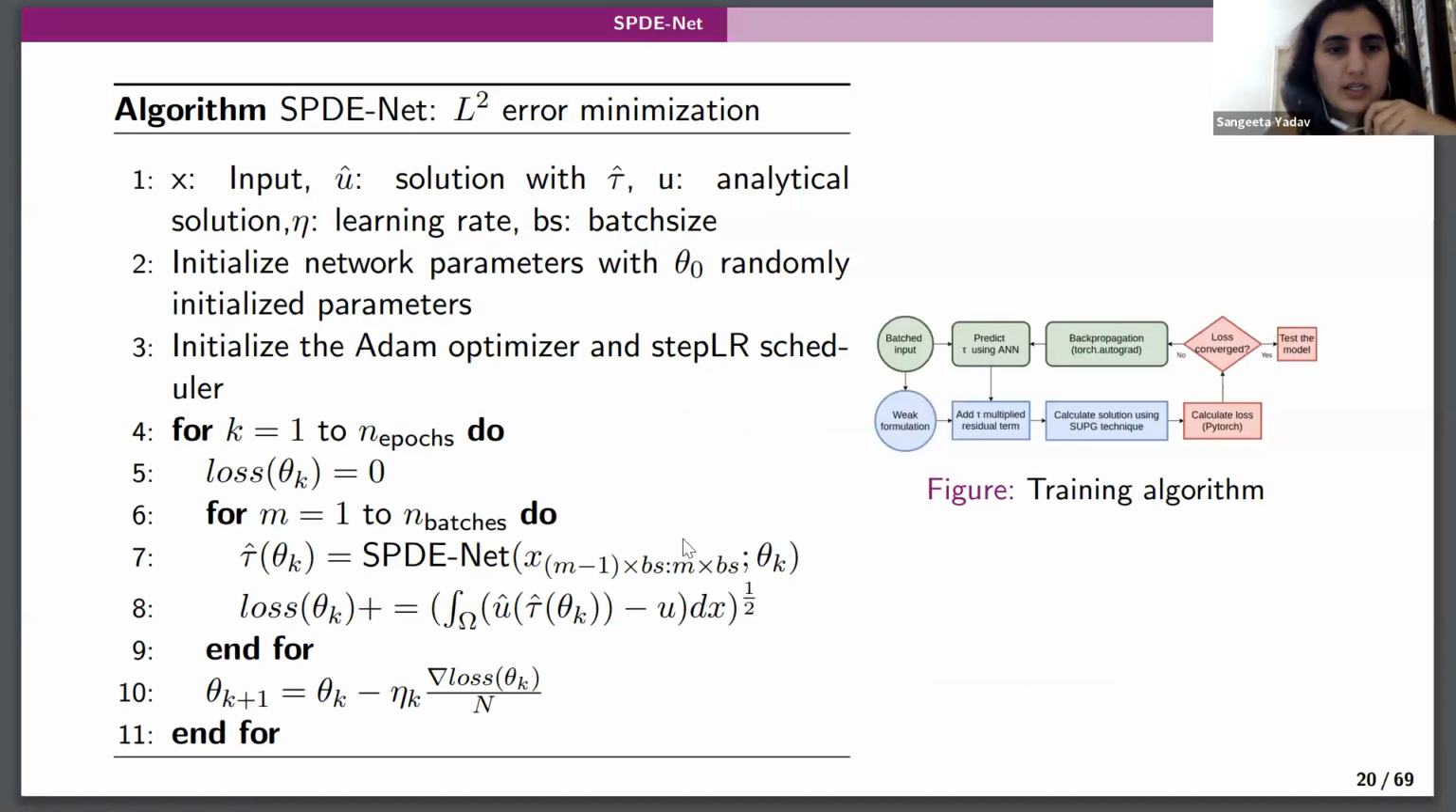Yes. So herein, this algorithm is for the L2 error minimization scheme of SPDNet, wherein for all the epochs, in the batches we predict tau hat, and this tau hat we use for calculating the solution U hat, and then the loss is nothing but the integration of U hat (tau hat) minus U, where U is the analytical solution, and then we minimize this loss.